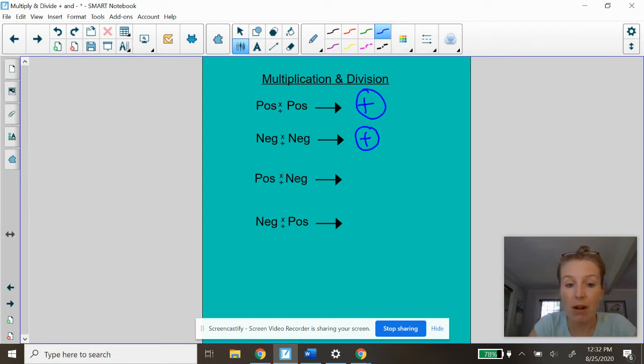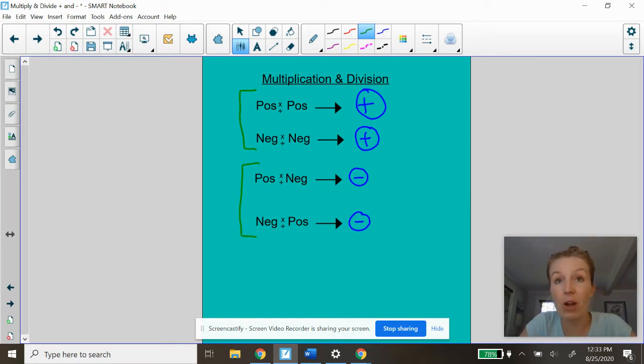Then when we think about our numbers being positive and negative, whether we're multiplying or dividing, if I multiply a positive times a negative or I divide a positive by a negative, that answer will be negative. And if I do a negative times a positive or a negative divided by a positive, that answer is also going to be negative. So you might notice a pattern here if you look at these two versus these two. So just think about that.